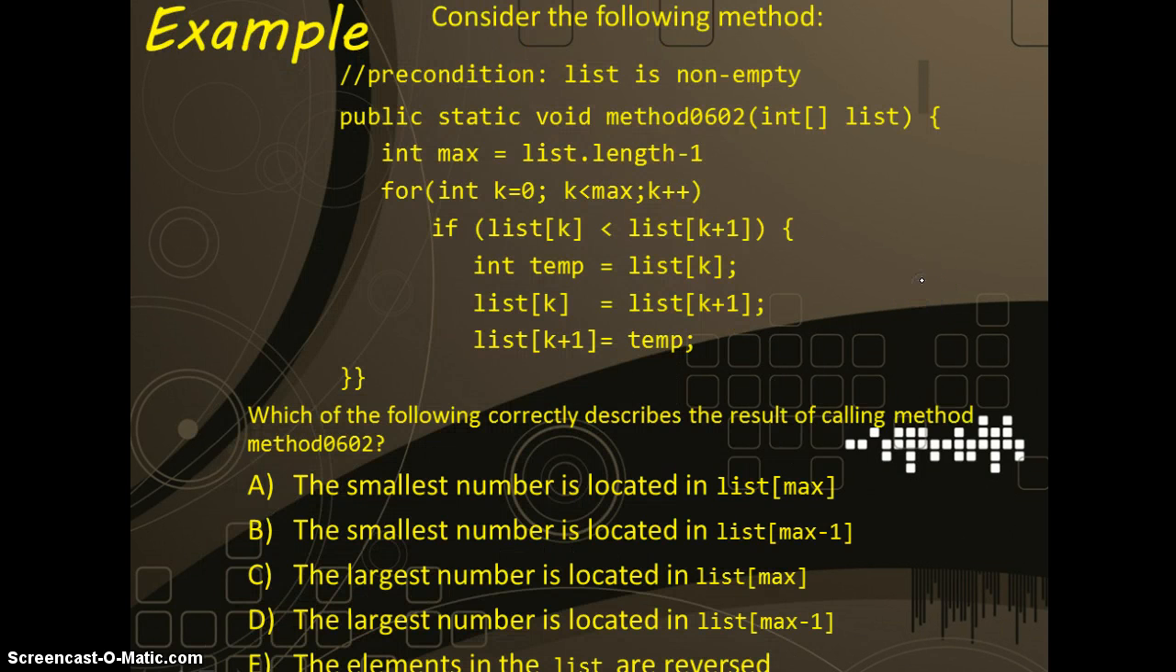All right, so we get a multiple choice question. Precondition, they're telling us it's a non-empty list, just to avoid any flags that might happen. Max takes on list.length minus 1. Looks like I made a typo and I forgot a semicolon. We got a standard for loop, and then if list k is less than list k plus 1. So what this is claiming is the number in spot k is smaller than the number in the next spot.